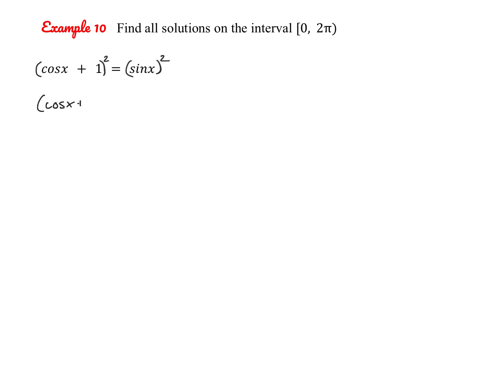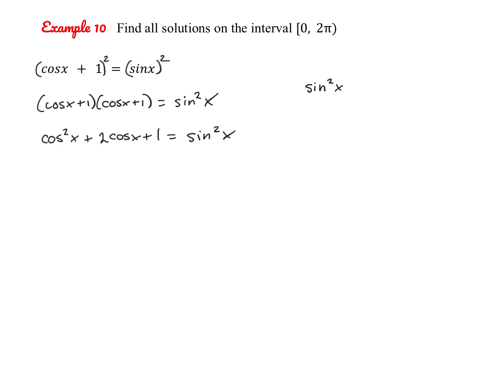So remember, this actually means cosine of x plus 1 times cosine of x plus 1. So make sure, again, you're squaring the entire side. So we have cosine squared of x plus 2 cosine of x plus 1 equals sine squared of x. And now, again, we're going to try to factor, but first I'm going to ask myself if there's some way that I can rewrite this sine squared in terms of cosine to match my other two. And we know, again, from that Pythagorean identity that sine squared is 1 minus cosine squared.